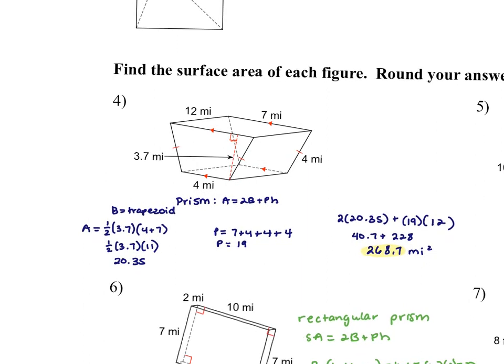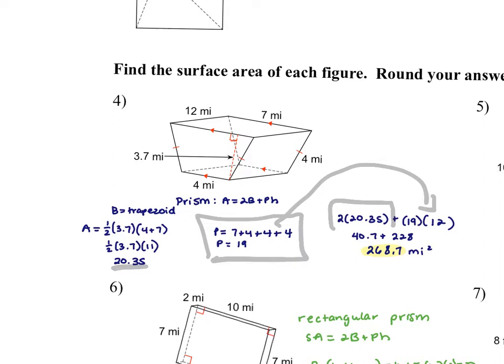It's asking you to find the surface area, and this is a trapezoidal prism. So again, what you're going to do is find the area of the trapezoid, which is 1/2 base 1 plus base 2 times the height. Find the area of that, and that would be your base. And then there's 2 of them. So once you found the area of the base, multiply it by 2. And then this was the perimeter times the height. So you took the perimeter times the height.